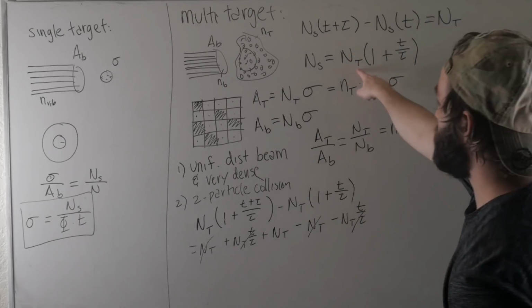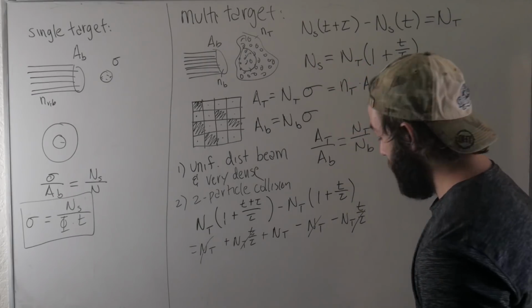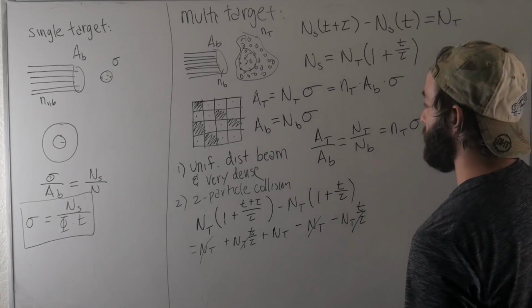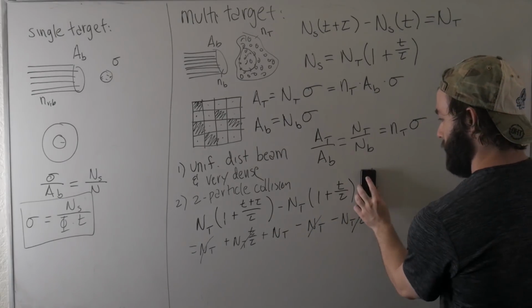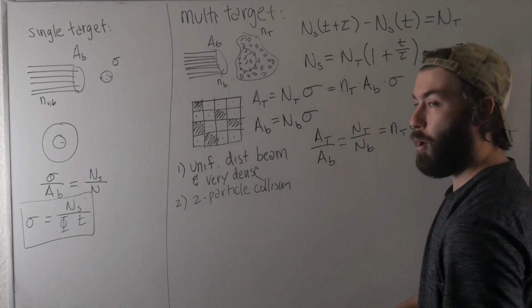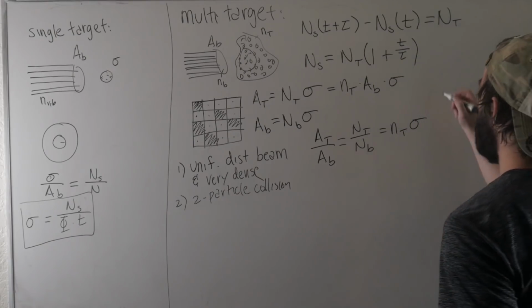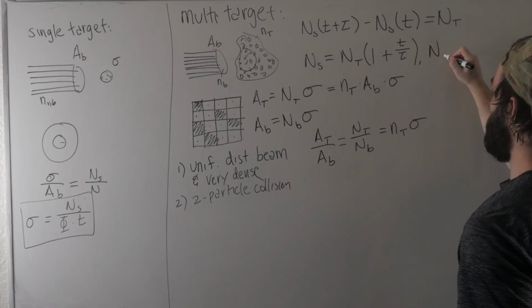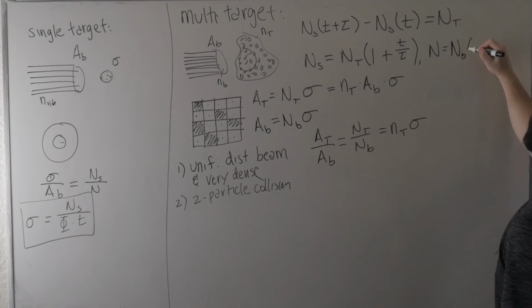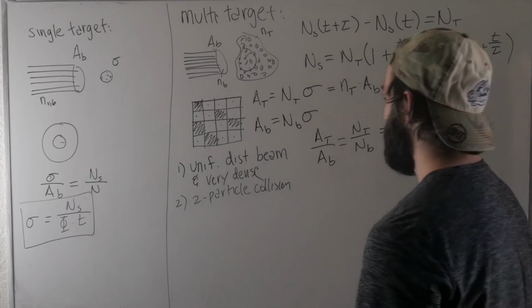So now we have a relationship between the number of events and the number of targets. And we can actually do the exact same thing. I'm going to erase this for the sake of board space. We can do the exact same thing relating the surface number of particles in the beam to the total number of particles in the beam. Okay, so similarly, we would have that the total number of particles in the beam should be equal to the number on the surface, times 1 plus t over tau. Okay, why this?